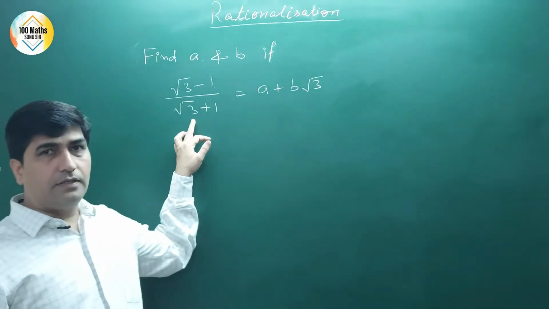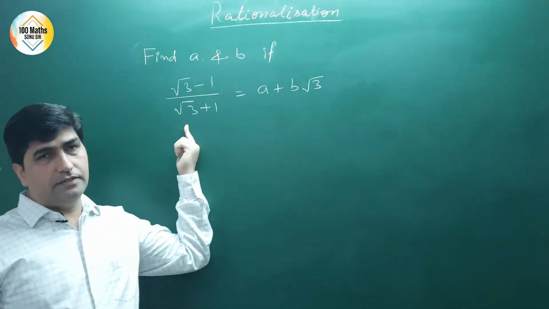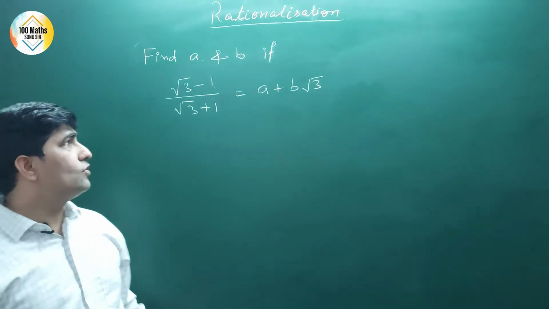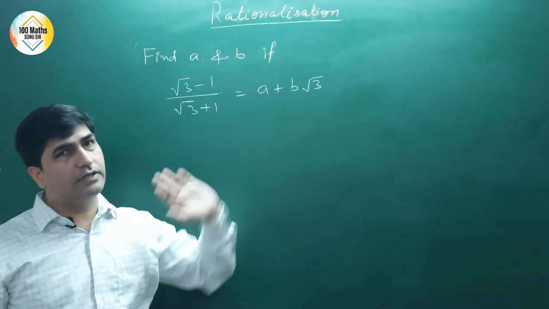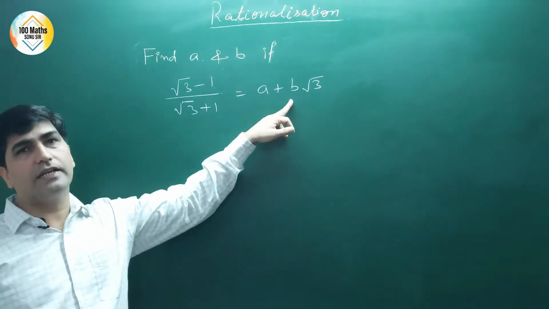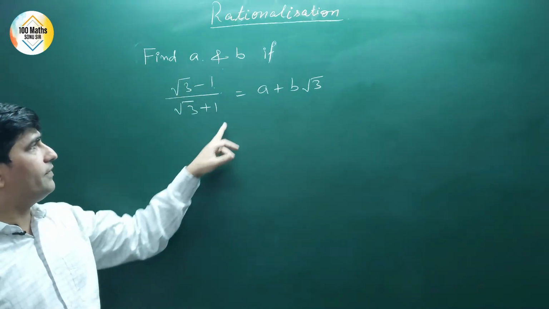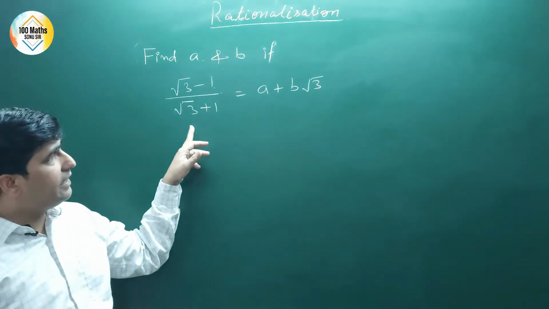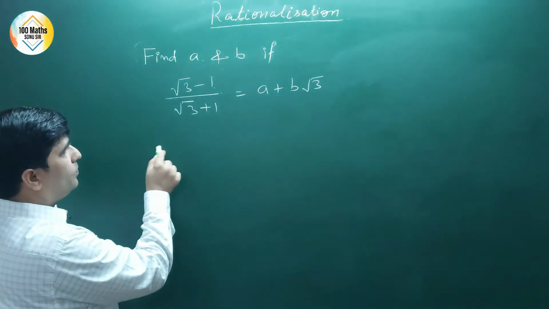Look at this example. In this example, an expression is given on the left hand side and they are saying simplify it and then find a plus b. So what we have to do, we will rationalize the denominator because on the right hand side we don't have a square root sign in the denominator, whereas here we have. So first we will simplify this expression as we did in our previous questions, meaning rationalize the denominator, and then we will compare it. So follow the steps of rationalization and hope you all know this.